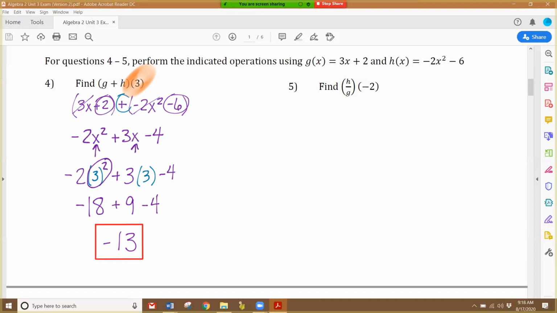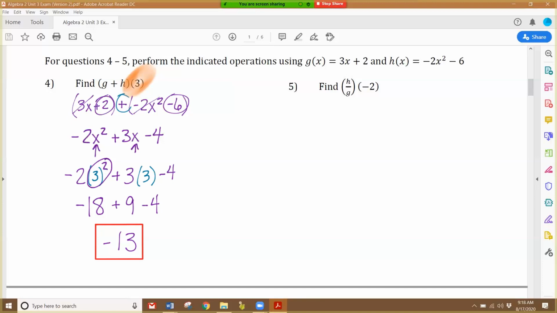So very similar to questions 2 and 3, except once you simplify, just plug in the number that they give you at the end. Same way with question, oh, that's 3 points, by the way. We're working through that one. Question 5 is also worth 3 points.